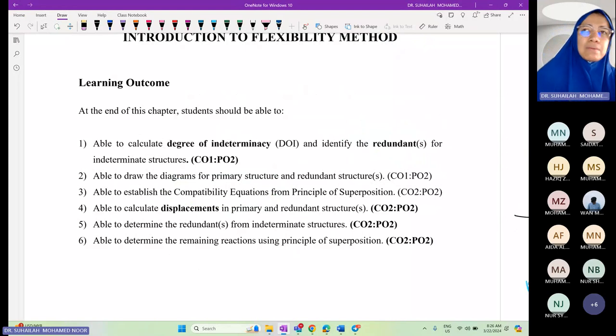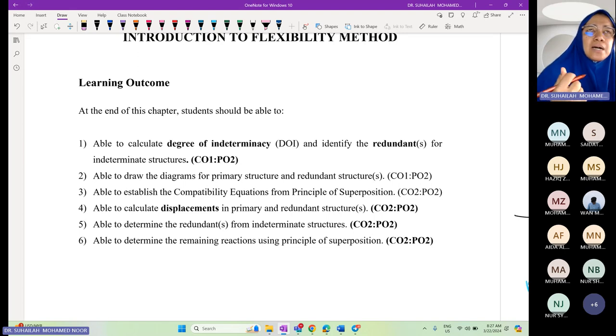Okay, so about the learning outcome, of course you have to focus on the keywords, or the key points that you need to understand. Number one is degree of indeterminacy. I believe you have learned this previously. Maybe the term is N, sometimes the term is DOI. I believe you have been introduced to this previously under CES424 or maybe in solid mechanics. And then from degree of indeterminacy, we will identify the redundants for an indeterminate structure.